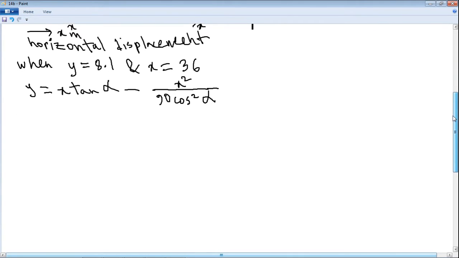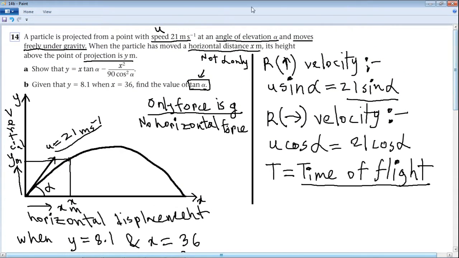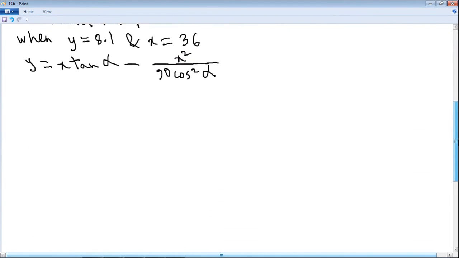So now we're going to use the equation that we proved in part A, for finding the value of tan alpha. We're going to copy this out. Here is the equation that we have solved in A. Now we are going to substitute the values. That's it, as simple as that.